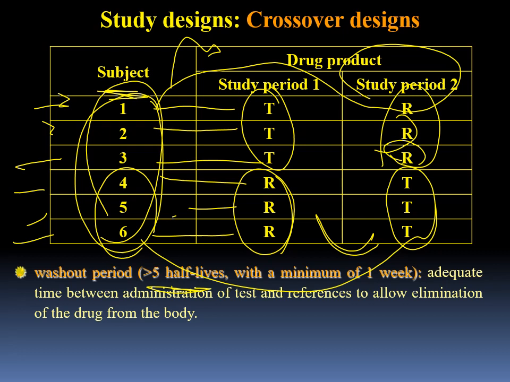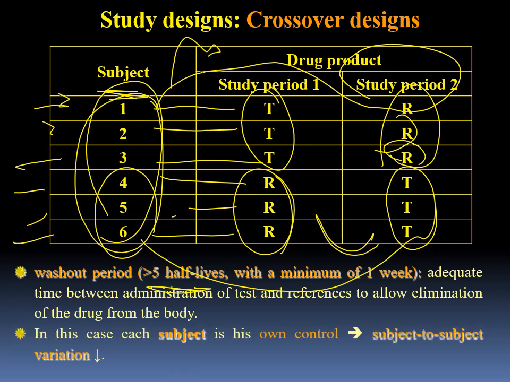What is the idea of that? The idea is to make sure that the body is washed out of the drug. All the drug administered in the first period is eliminated totally from the body, and it will not affect the concentration in the second period, where the patient will take the other drug product. And at the end of this slide, as we mentioned before, every subject is taking the reference and the test. So each subject, each volunteer, is acting as its own control to reduce subject-to-subject variability or inter-subject variability.